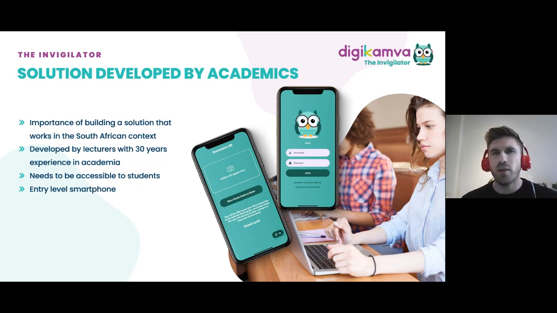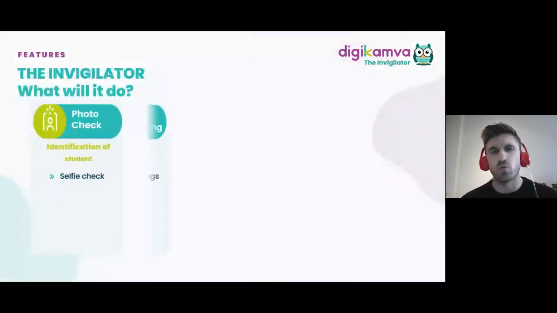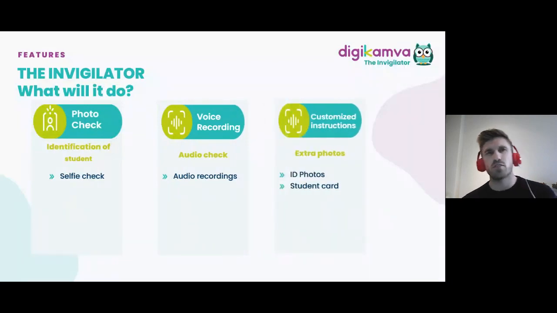Right, so the application has been built while using an entry-level smartphone. So the solution works completely off an entry-level smartphone, so you will not need anything else other than your smartphone to run the application. The solution is accessible to all students. So there's never going to be an instance where you won't be able to use the application, because even if you do not have your own entry-level smartphone, you can borrow an entry-level smartphone to conduct the invigilation process while writing your examination.